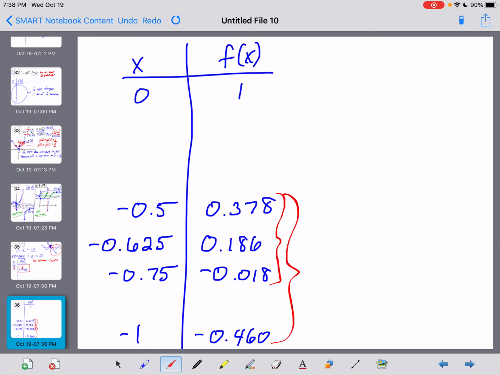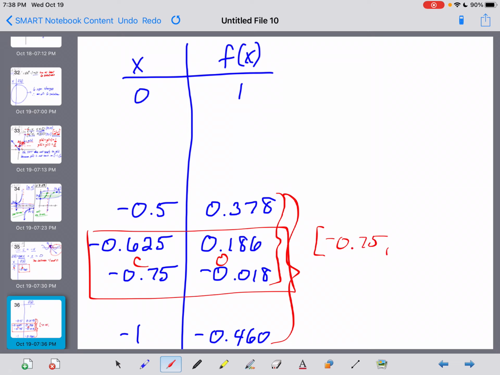So where are we, guys? The sign change looks like it occurs right here then. There's a 0 value somewhere in between these two x values. So from least to greatest, we would say that this solution exists on the interval from negative 0.75, always the lesser value first, and then the greater value, negative 0.625. And that's our answer to this question here.